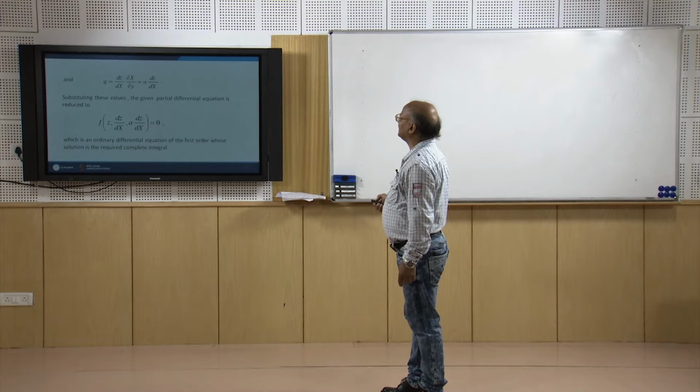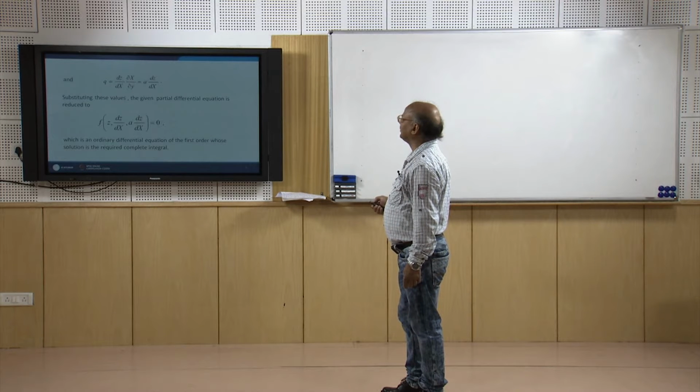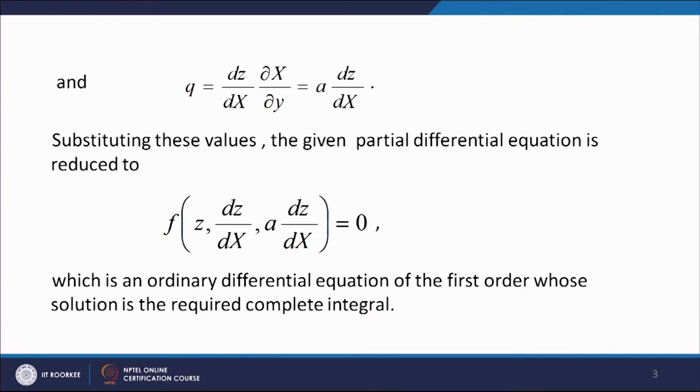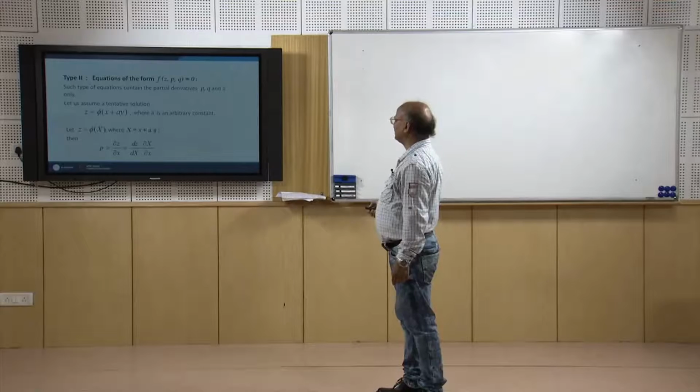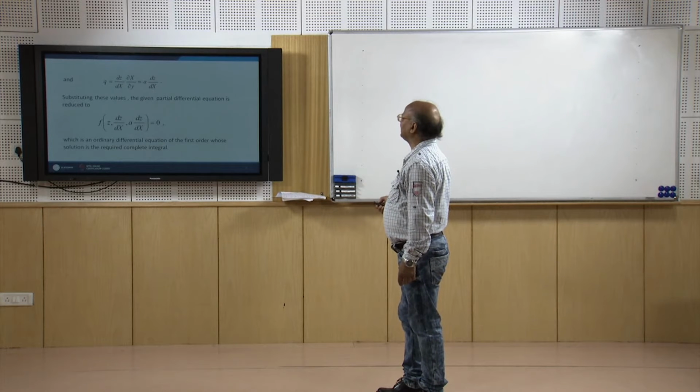Similarly q is delta z over delta y. So delta z over delta y can be written as dz/dX into delta X over delta y, and this is equal to a dz/dX, because delta X over delta y is equal to a. So this will be giving you a dz/dX.